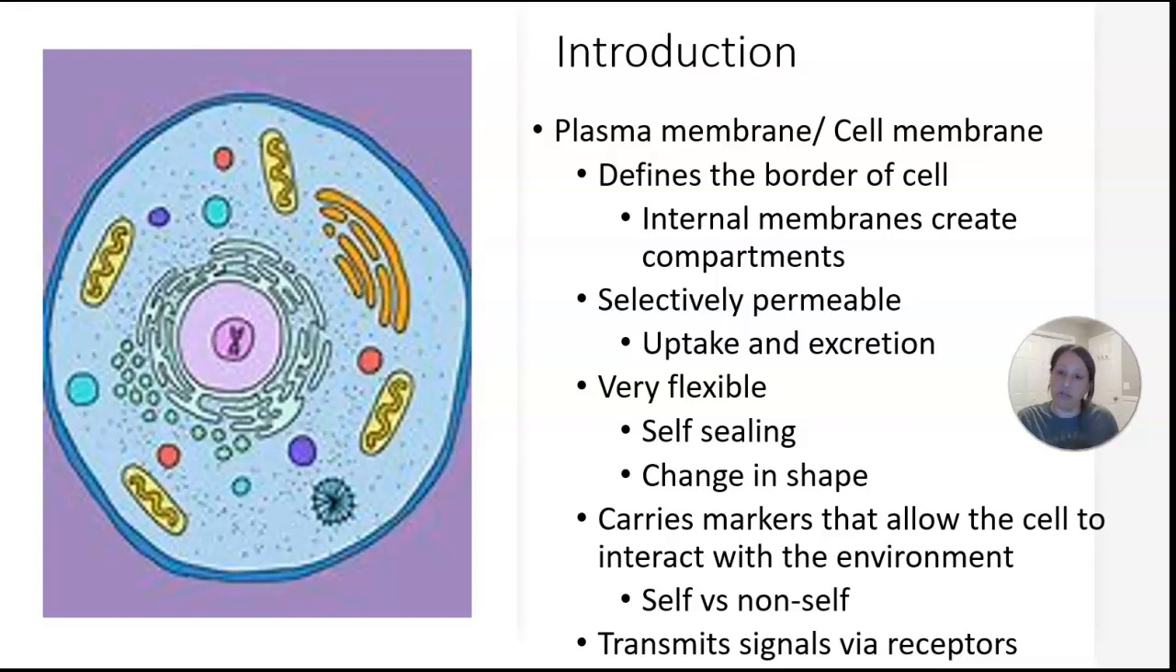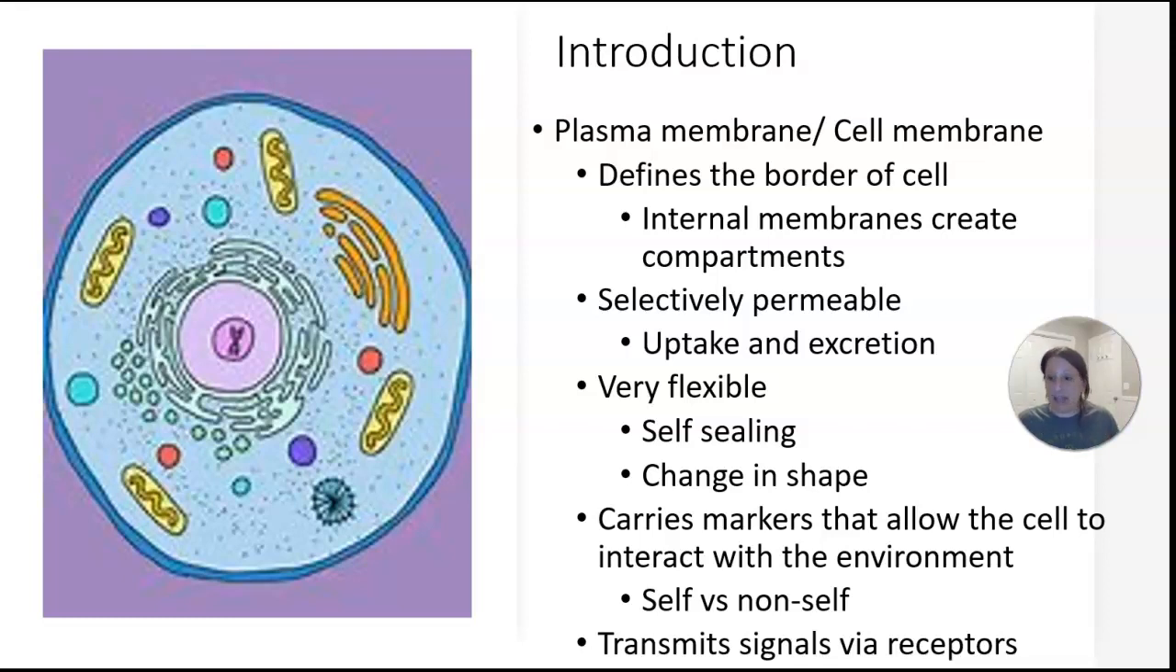So there will be internal membranes that create compartmentalization, and then at the exterior of the cell we have the plasma membrane. And remember that plants also have a cell wall, animal cells also have an extracellular matrix, but again our focus is going to be on the plasma membrane being that border of the cell.